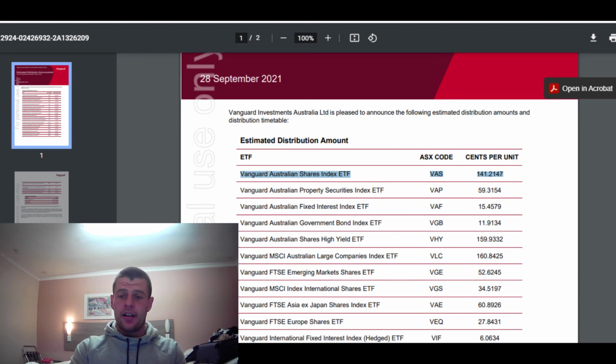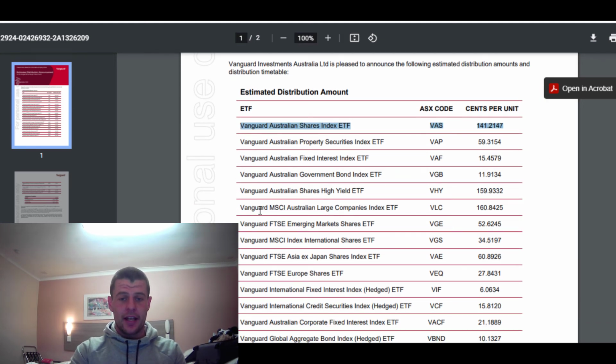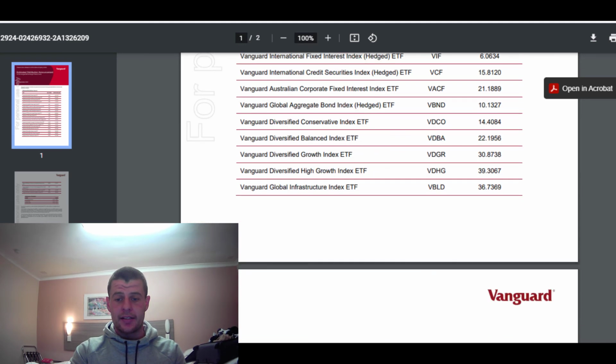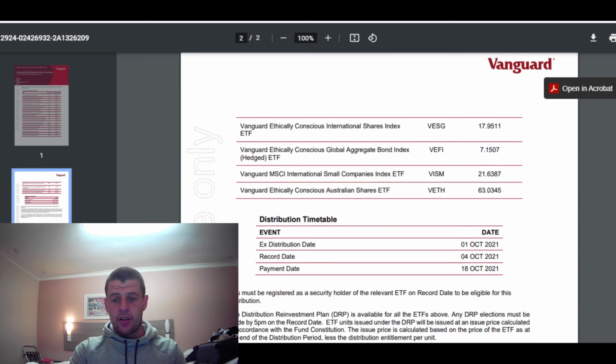And you can also come and look at other holdings you may have. So if you own VHY, for example, you're getting 159.9 cents. If you're holding VLC, 160 cents. So each of them have their own dividend amount for all the Vanguard ETFs, and they all come on one announcement sheet. You can see here all the significant dates.